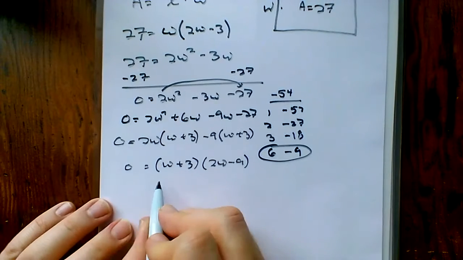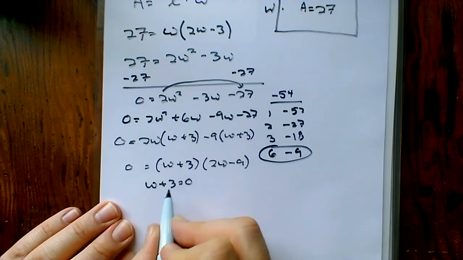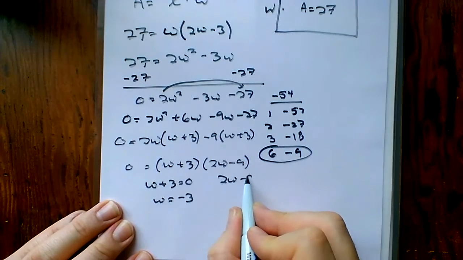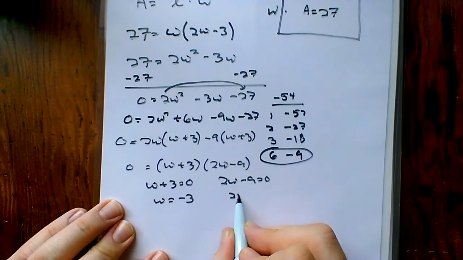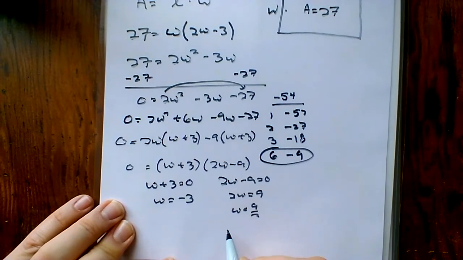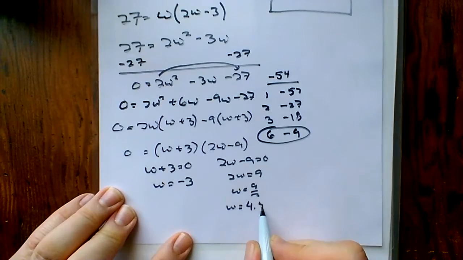So when I set each individual factor equal to 0, so I've got w plus 3 equal to 0, I'd end up with w equals negative 3, or 2w minus 9 equals 0. So 2w is equal to 9, or w is 9 halves, or we might even think of that as 4.5.